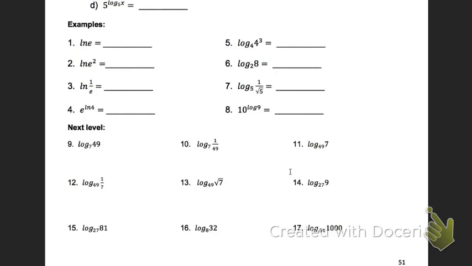So ln of e. I've already explained that. ln of e is like saying log base e of e. So what would that equal? 1. ln of e squared. What happens to this exponent? It jumps out front, so the answer is just 2. So when you have it to any exponent, you're multiplying at the end.